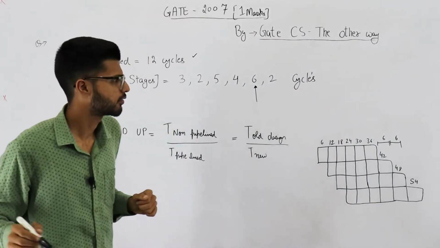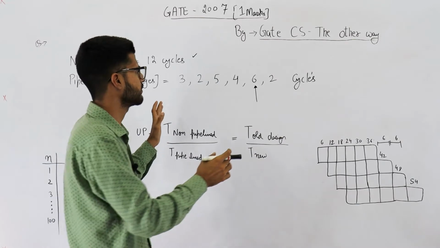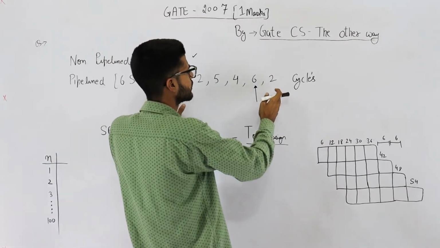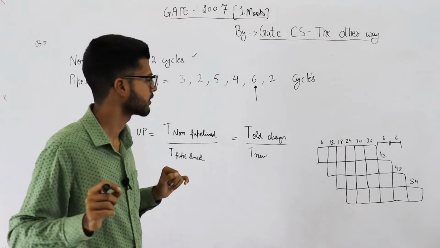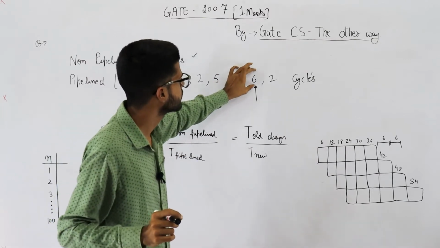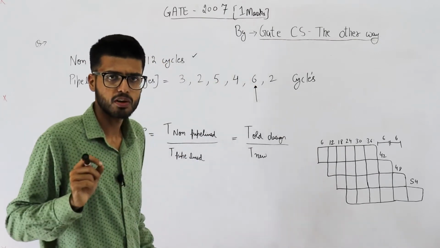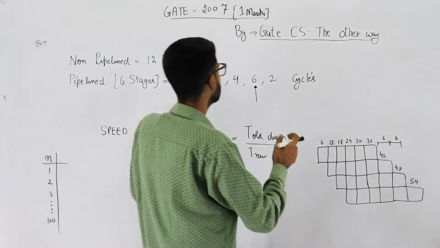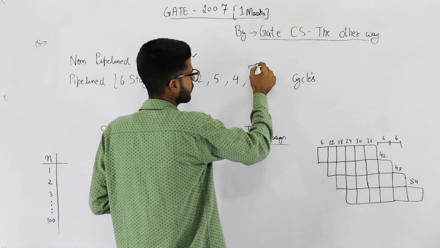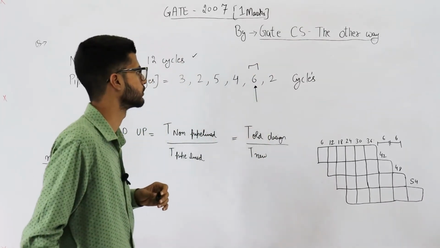Moreover, you remember from the theory lectures, whenever they have given time in nanoseconds or any unit, whenever they have given the stage delays or stage time, we still consider the maximum one, because we want a constant clocking rate. Something similar is to be done here. We'll consider the maximum number of cycles required by any stage.